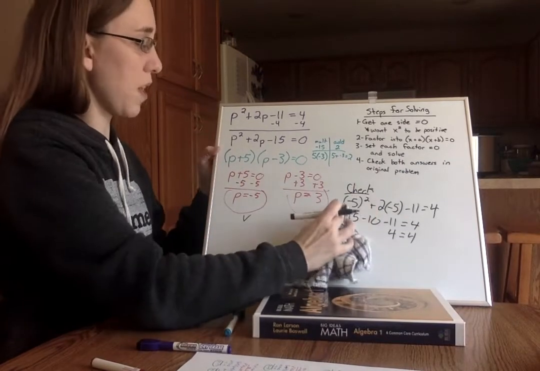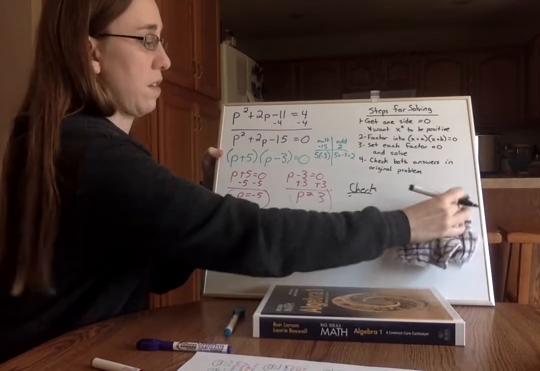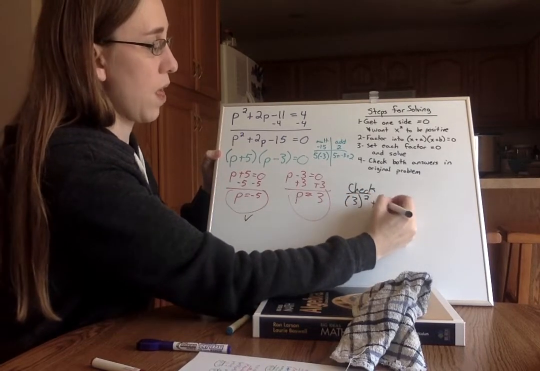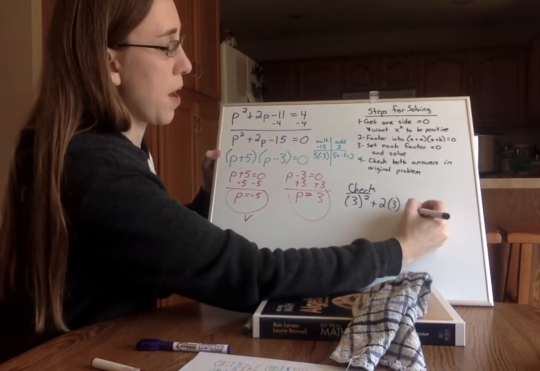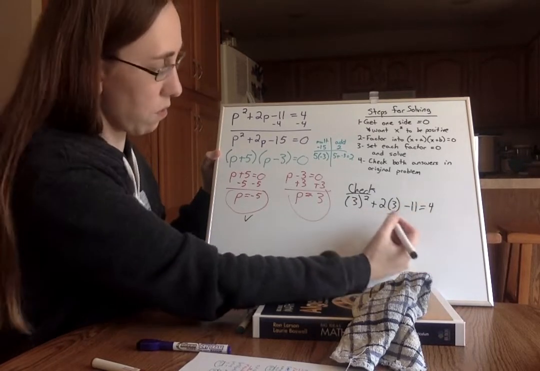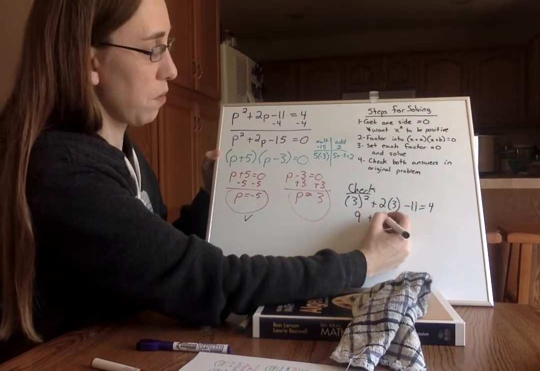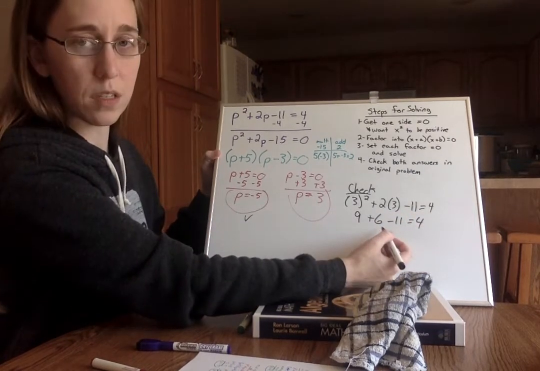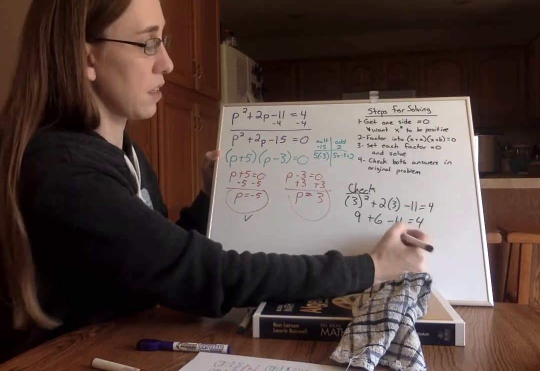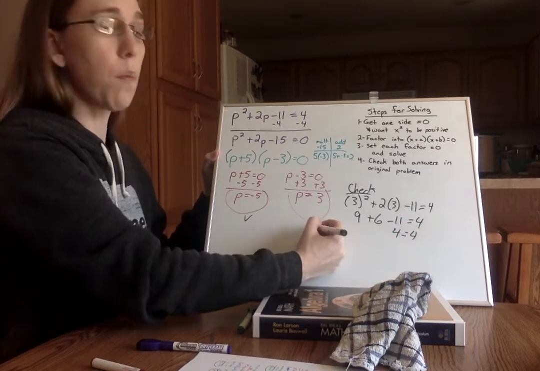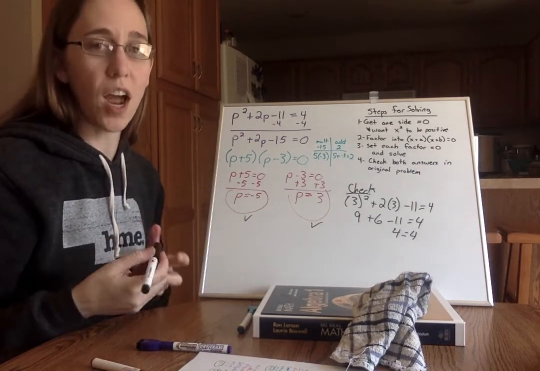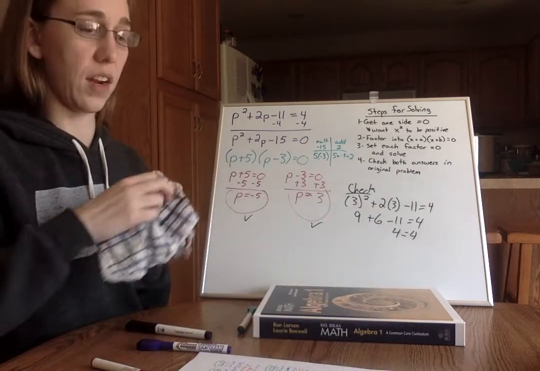We can do the same thing with our second answer. So I can check with 3. 3 squared plus 2 times 3 minus 11 should also equal 4. So 9 plus 6 minus 11 equals 4. 9 plus 6 is 15. 15 minus 11 is 4. So both of our answers work. So this is one of those nice lessons where you can check all your answers. You can make sure they're correct.